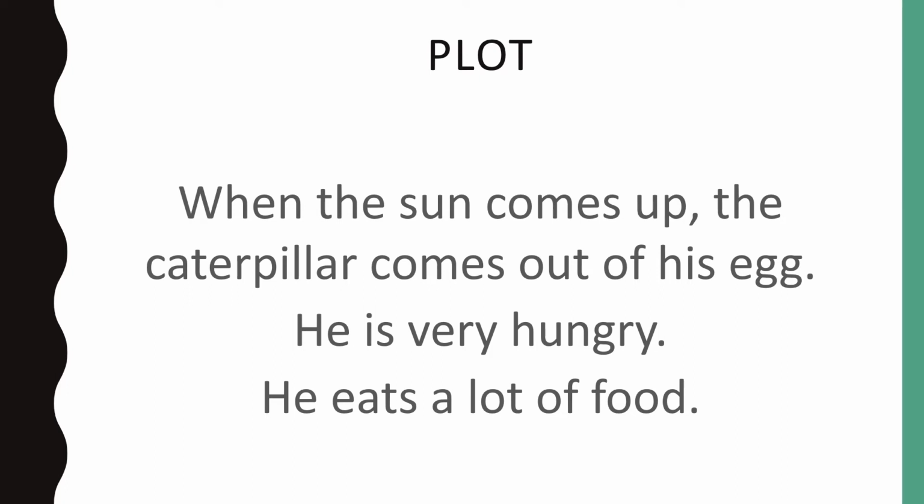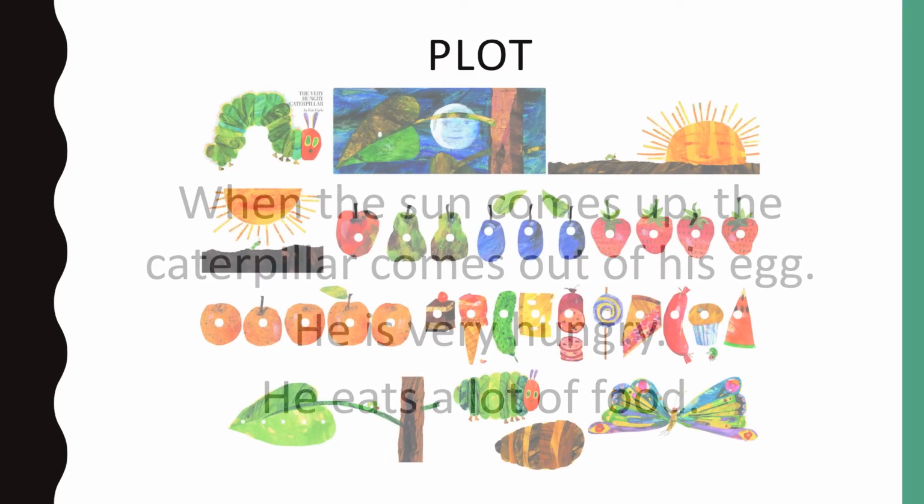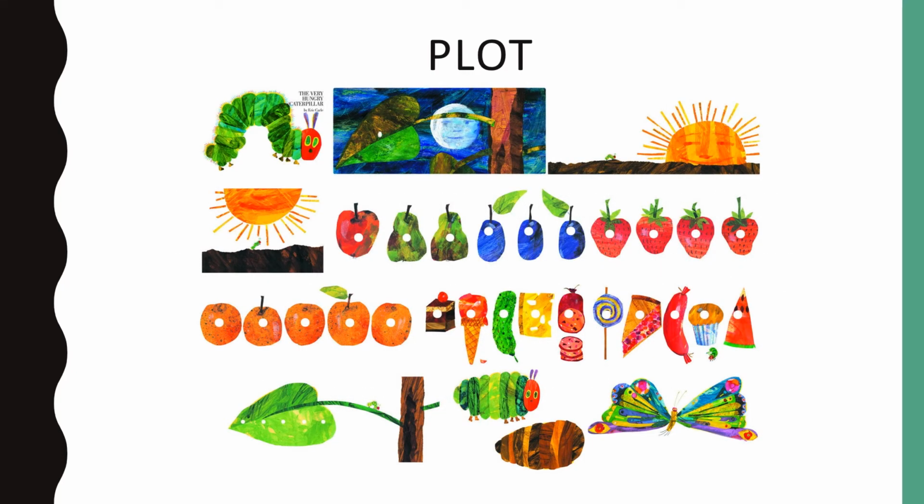Now let's talk about the plot of the story, or what happens during the story. When the sun comes up, the caterpillar comes out of his egg. He is very hungry. He eats a lot of food. We get to see all of the food he eats through. The story tells us what he eats on Monday, Tuesday, Wednesday, Thursday, Friday, Saturday, and Sunday.